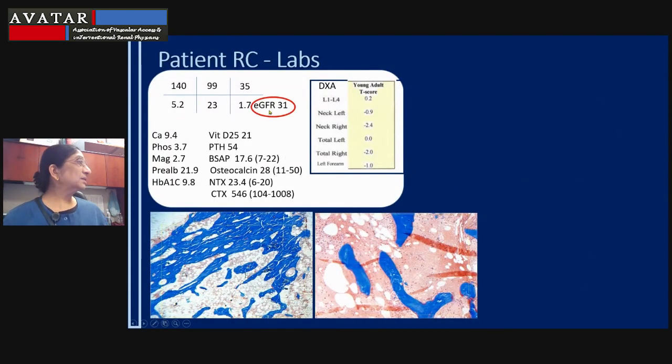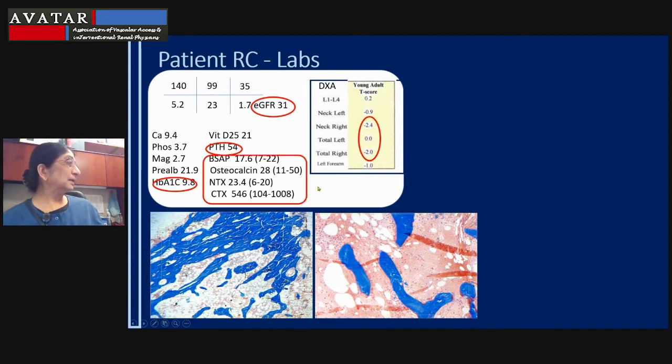In her investigations, she had CKD stage 3B. She had osteopenia on a DEXA scan. Her diabetes was very poorly controlled. Her PTH was 54, not very elevated. And her bone markers were generous, but possibly there was an element of retention given the fact that they are renally excreted. Her bone biopsy shows osteoporosis.